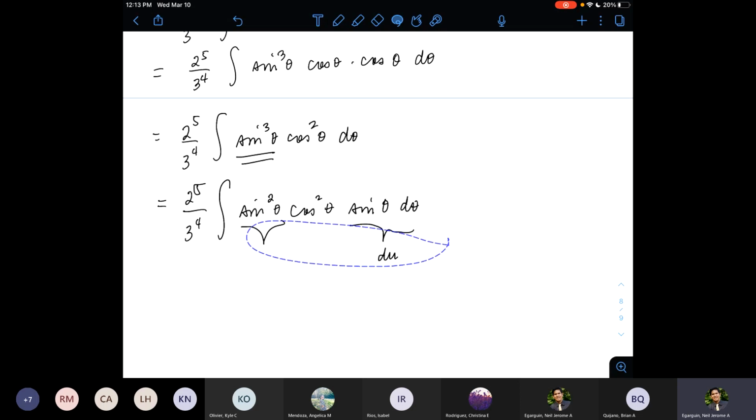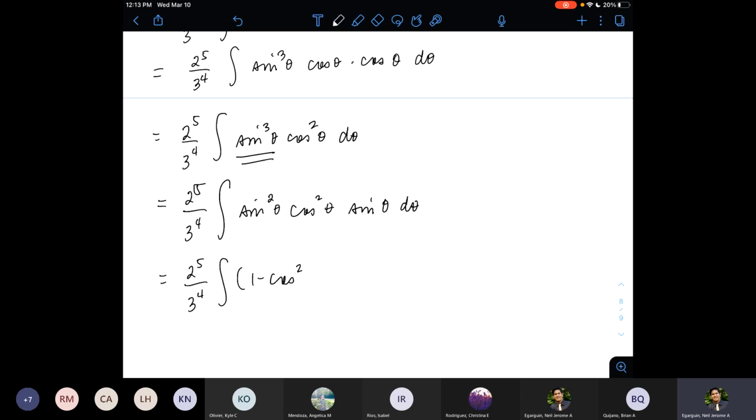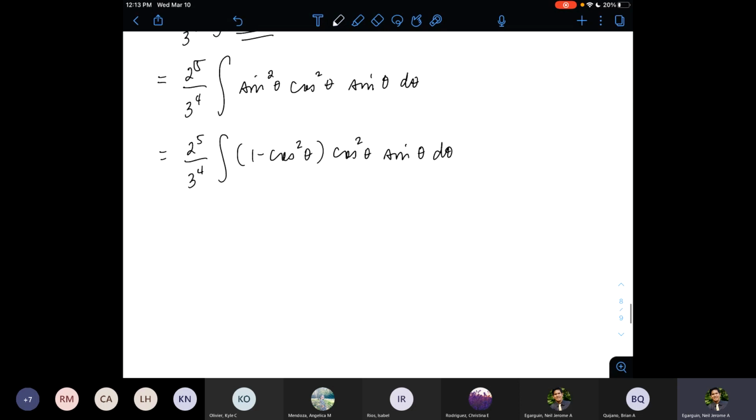So essentially here, the next thing is, we have 2 to the fifth over 3 to the fourth, 1 minus cosine squared theta, cosine squared theta, sine theta d theta. Then here we let u be equal to cosine theta. du is negative sine theta d theta, as we planned. So you have a negative sign for the du. I can put that out here.